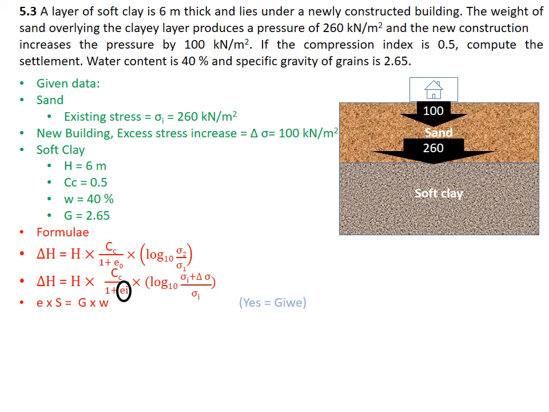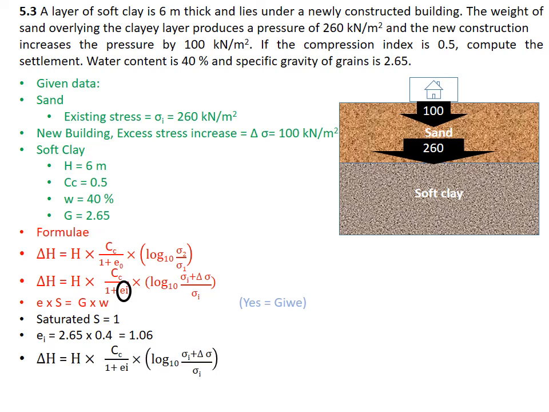Now the basic assumption of this theory, what we are applying here to find settlement, is that the clay layer should be completely saturated. So for that condition, the value of S will be 100%, or in this case is 1. So putting all the values in the above equation, we have E initial equals to 1.06. Now again, we're putting all the inputs into the formula of delta H. We have the final answer as 0.213.